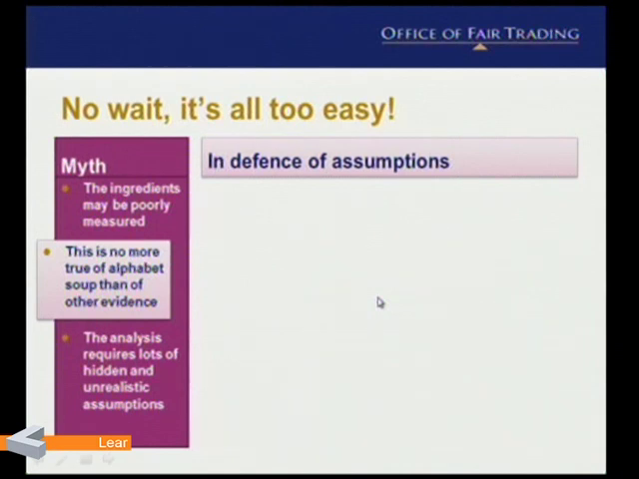But it's no more true of the ingredients of alphabet soup than it is of other types of economic evidence or other types of qualitative evidence. The fact is, we know it's hard to do this, and that's why we're circumspect about looking at this kind of evidence. That is not a reason not to look at this kind of evidence. There are lots of other different types of evidence that we know have measurement errors in them, firms' internal business documents. Who knows how they were produced?